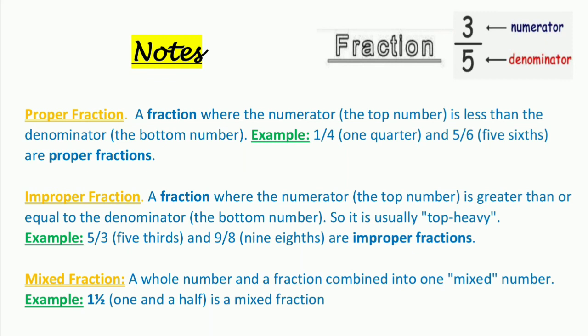A whole number and a fraction combined into one mixed number. For example, 1 and 1 upon 2. Here 1 is a whole number and 1 upon 2 is a fraction. So 1 and 1 upon 2 is called a mixed fraction. Is it clear, everyone? Very good.